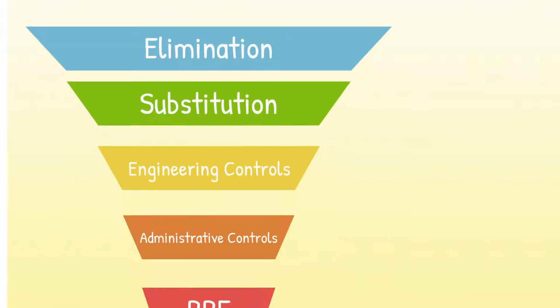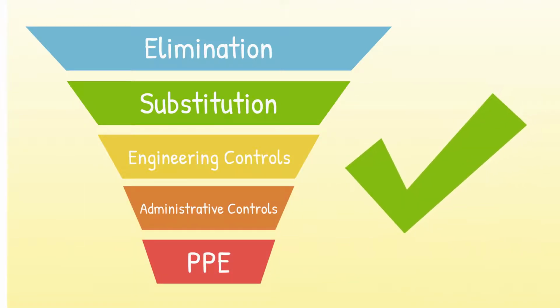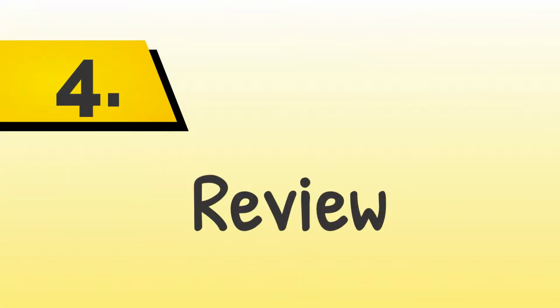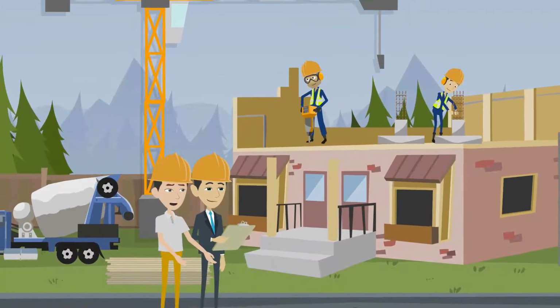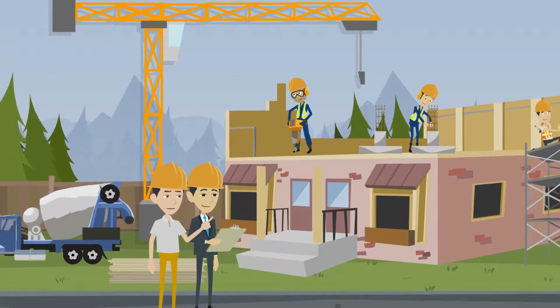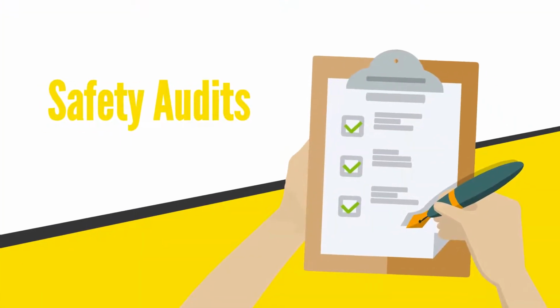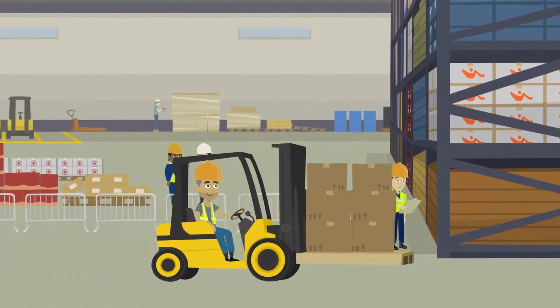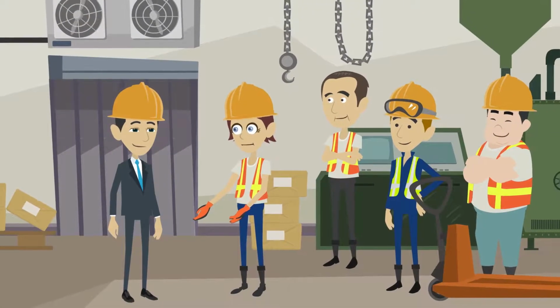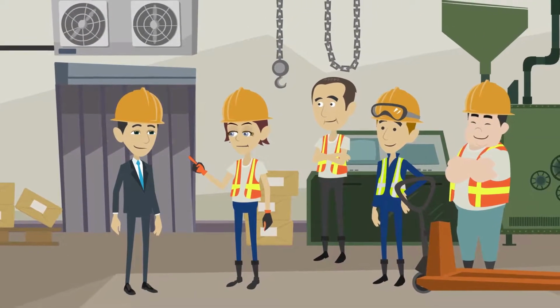If no single control is appropriate, a combination of all controls need to be taken to minimize the risk to the lowest level that is reasonable. Step 4. Review. Ongoing reviews of the control measures and risk assessments should be conducted to ensure they are working. This can be done through safety audits, regular workplace inspections, consultation with employees, and review of incident investigations.